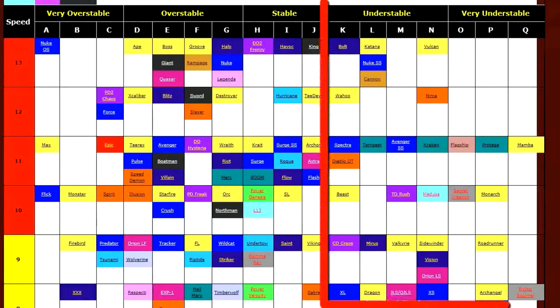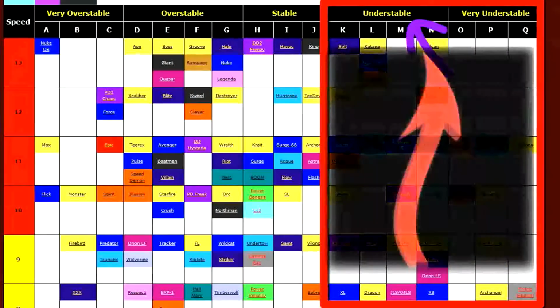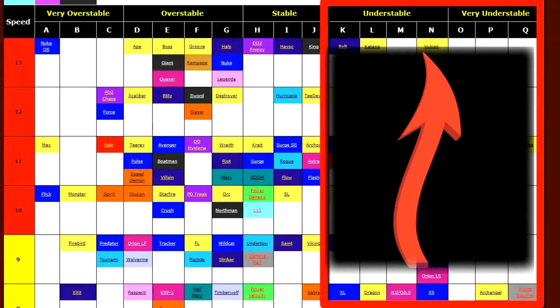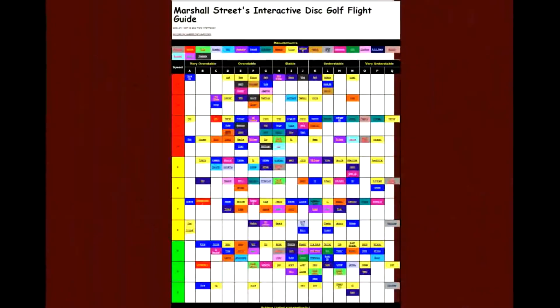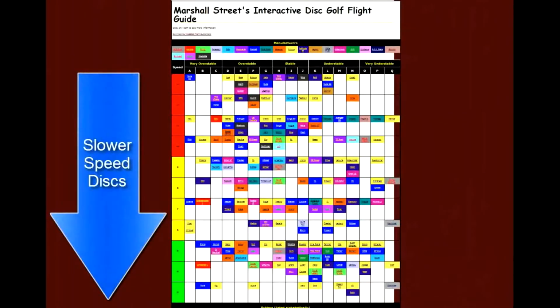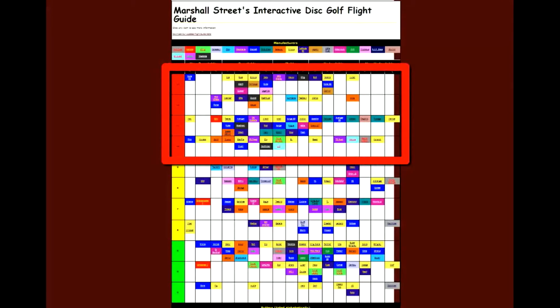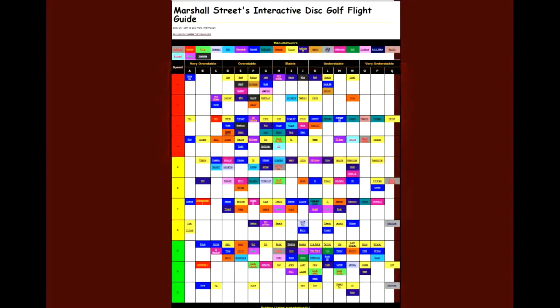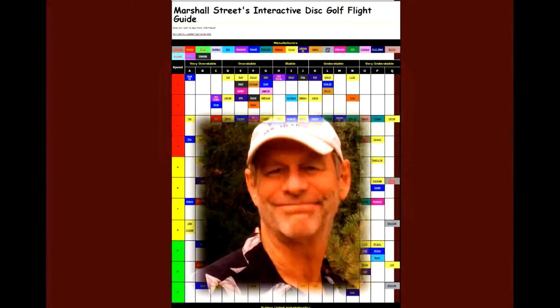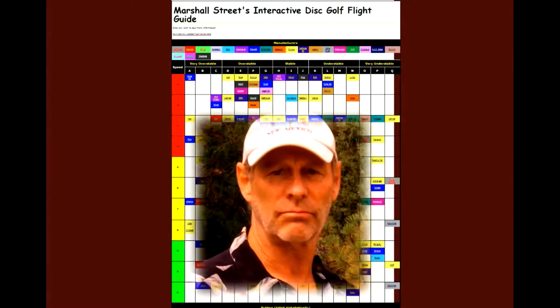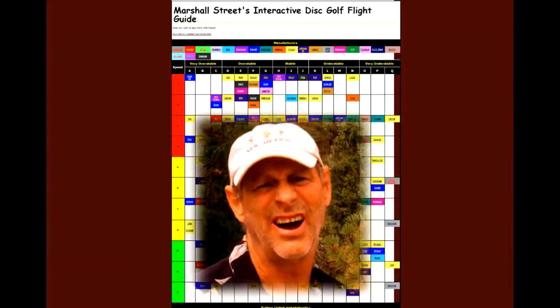The understable discs on the far right side of the chart are designed to turn over to the right if you throw them hard enough. The other important part of these charts is indicated by the vertical axis. At the bottom of the chart are the slowest speed discs. Slow speed discs require much less power to throw them the way they are designed to fly. The high-speed discs at the top of the chart will go much faster and much farther, and everyone wants that, right? The only problem is that high-speed discs require a lot of power or speed to throw them straight.